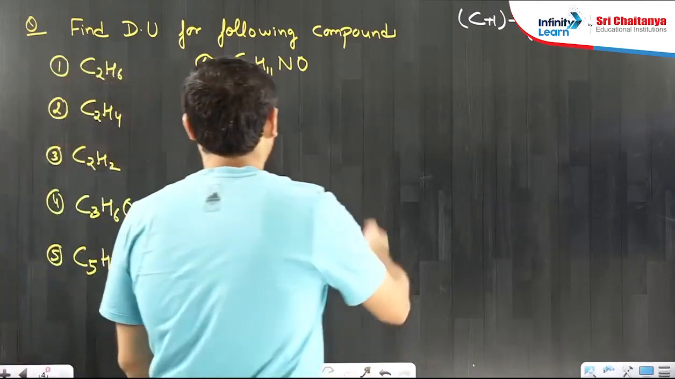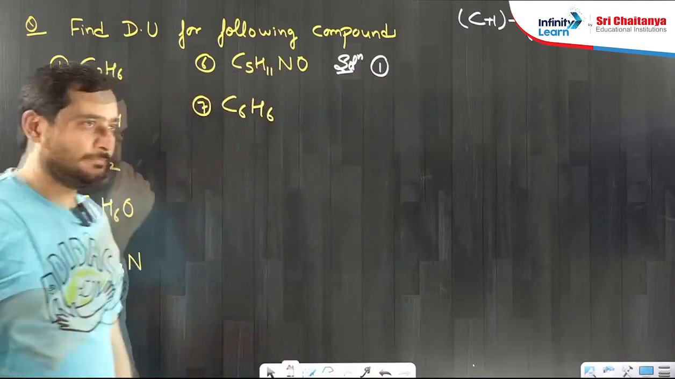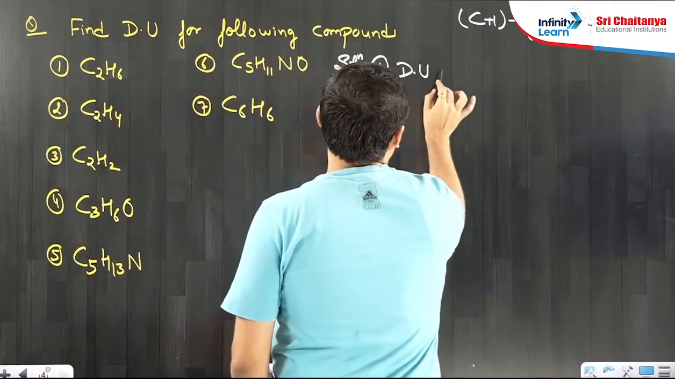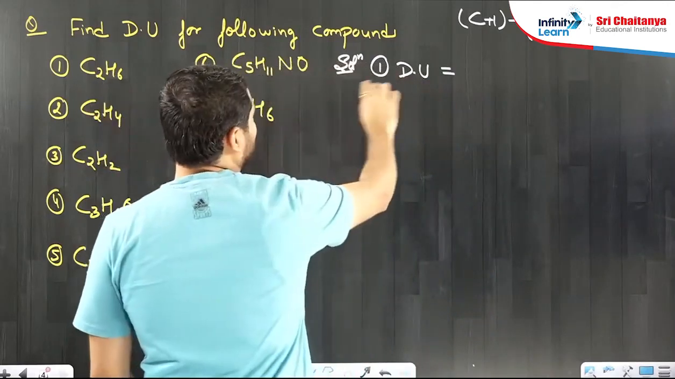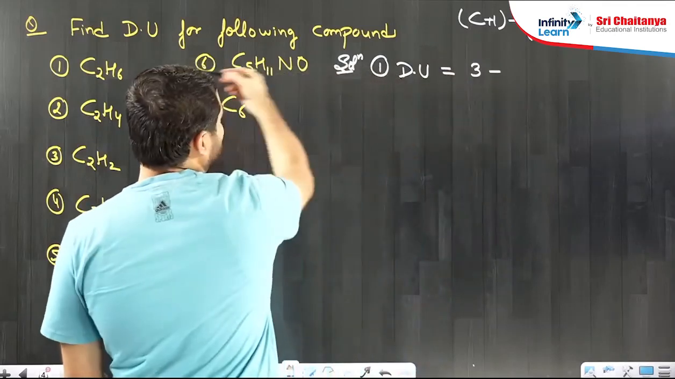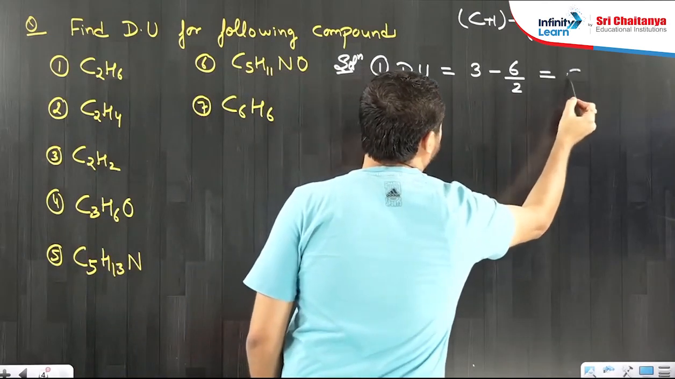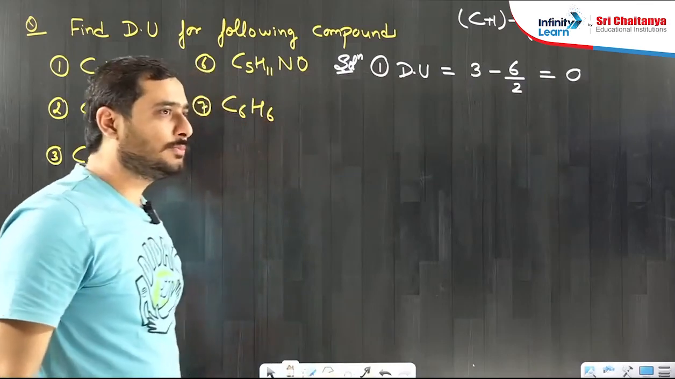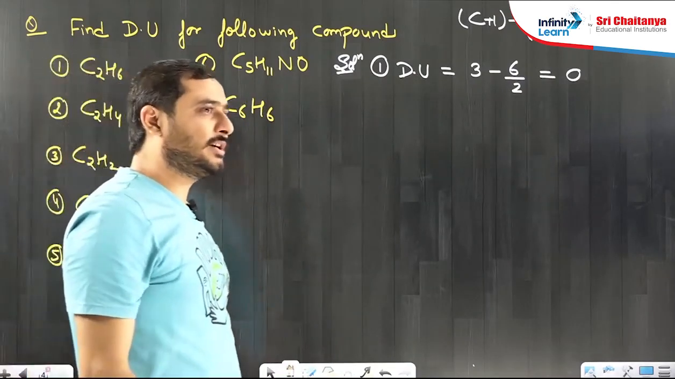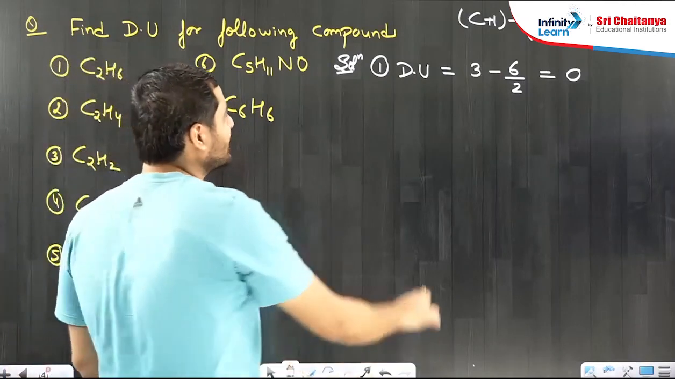So let us start from the first part. Tell the answer for number 1. What is the degree of unsaturation? C2H6. 0 is the answer. If you apply here, in C2H6, how many carbon atoms are present? 2. So 2 plus 1, 3 minus. How many hydrogen atoms are present? 6. So 6 divided by 2. So 3 minus 3. What is the degree of unsaturation? 0. The reason is that C2H6 is a type of saturated compound. There is no degree of unsaturation. So that's why the degree of unsaturation is 0.